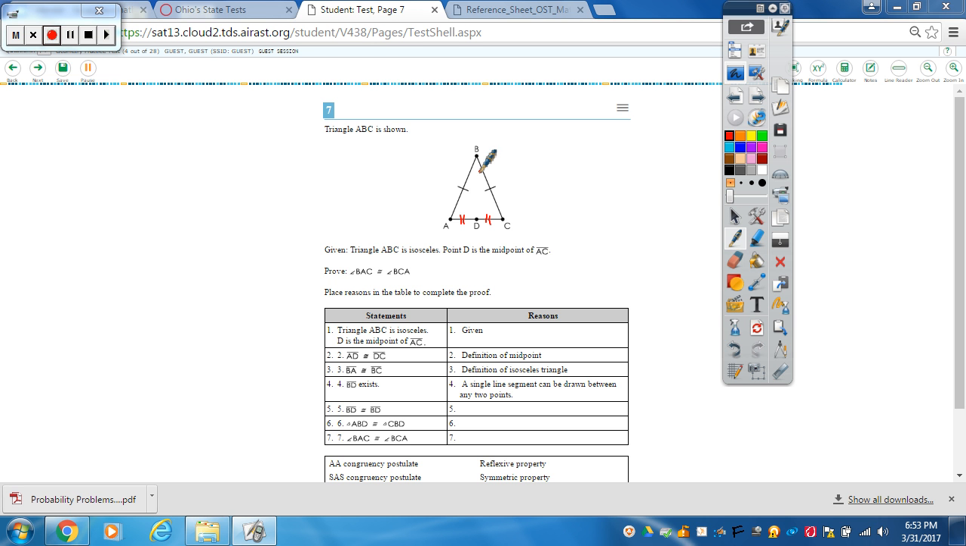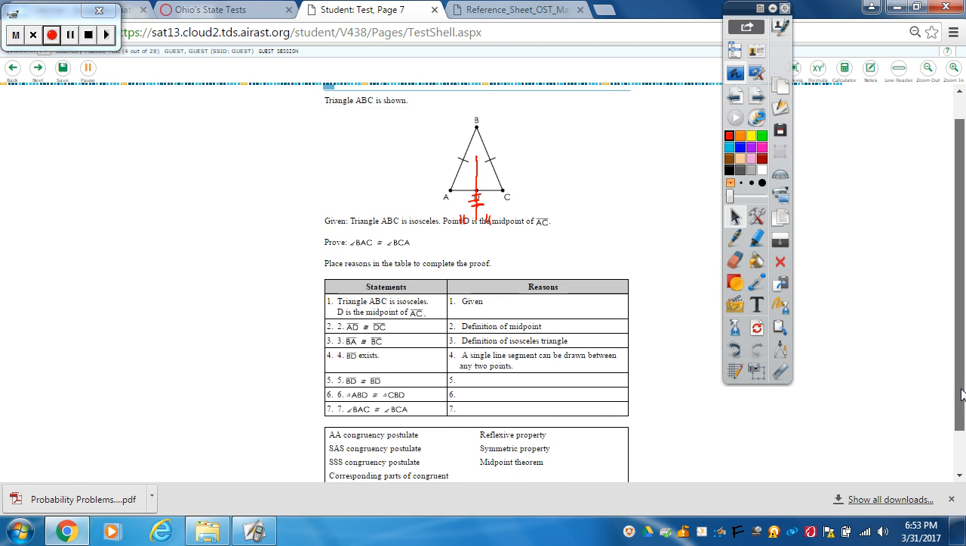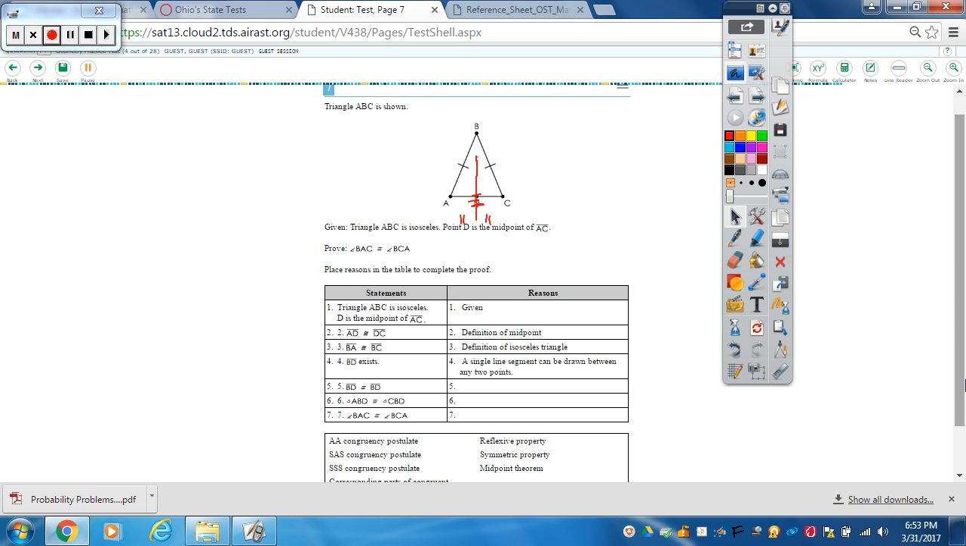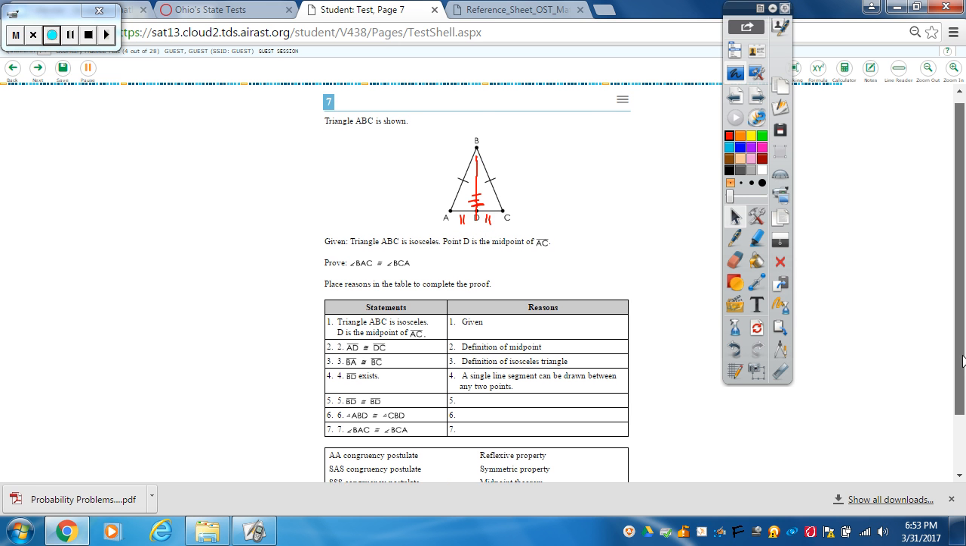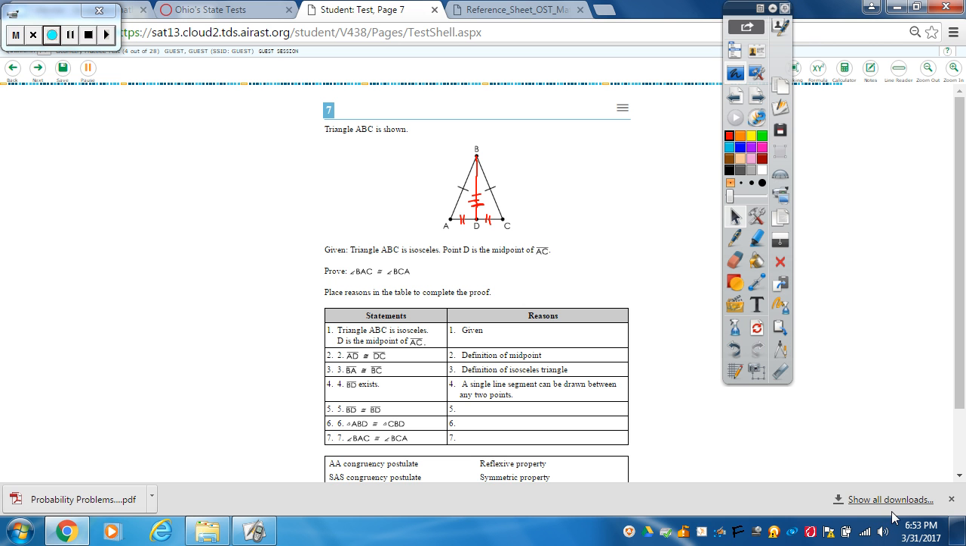Now, I think it's kind of a waste, but I'm going to put it in. BD exists, okay? From there, it says BD is congruent to BD. Now, I need to be thinking to myself, what property is that? I'm going to be really upset if you guys get this one wrong because we have hit this one a ton, okay? So I'm going to take this reflexive property and move it up in there, okay?